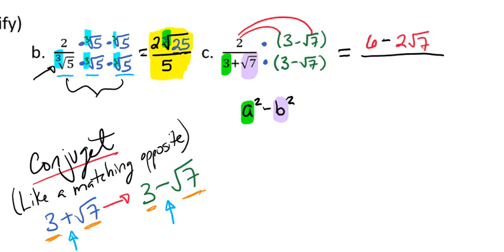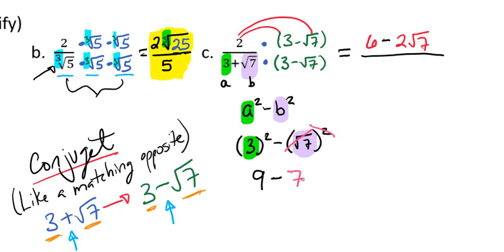So if this is our a value, and this is our b value, we can plug those in. 3 squared minus the square root of 7 squared, and we know that 3 squared is 9, minus, and from our properties of radicals, we know that if we have a radical 7 and we're squaring it, the radical and the 2 cancel out, dropping down just a 7. And 9 minus 7 is 2. And so we're able to take that 2 and put it over here.